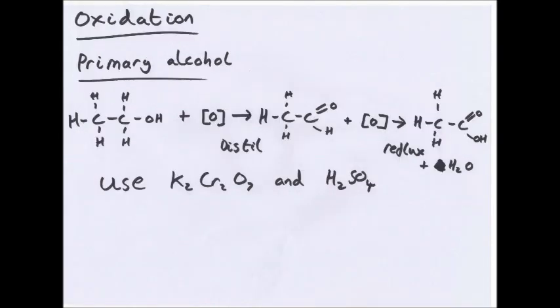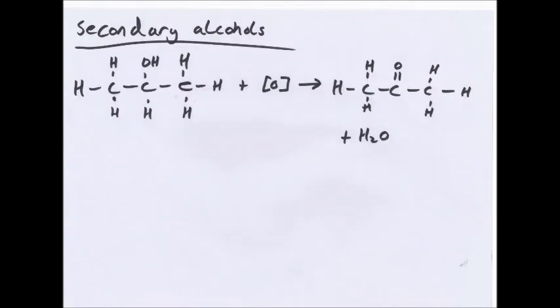Oxidation. Now you remember this from AS. If you have a primary alcohol, you can oxidize it to an aldehyde and oxidize it again to a carboxylic acid, plus H2O, remember, and you use K2Cr2O7 and H2SO4 as a catalyst. Secondary alcohols, you oxidize to produce a ketone. This should all be very familiar from AS.